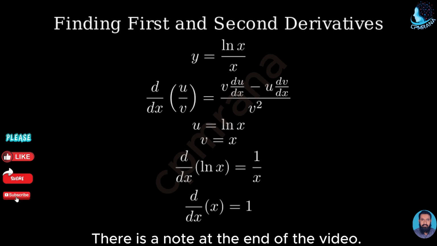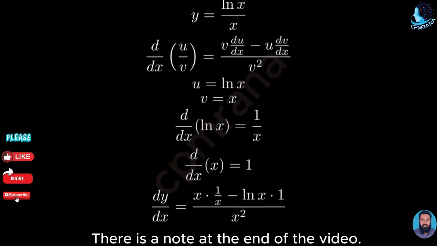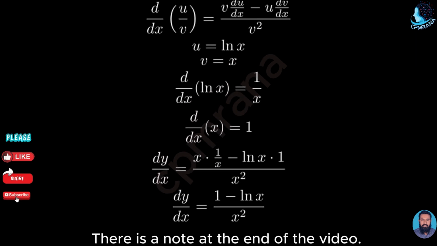Now, let's apply the quotient rule. We get x times 1 over x minus natural log of x times 1 all over x squared. Simplifying this expression, x times 1 over x equals 1. So we get 1 minus natural log of x over x squared.